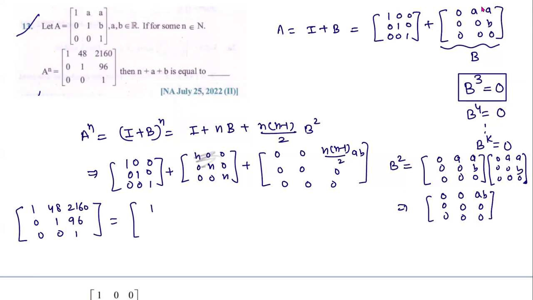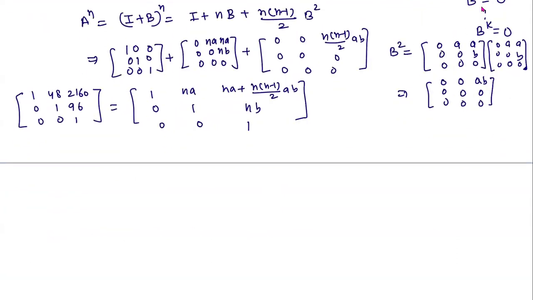And what do you have? The B matrix is this, no? So we have 1, NA, NA plus N into N minus 1 by 2 AB, then 0, 1, NB, 0, 0, 1. Now we know if two matrices are equal, then their corresponding elements are the same. Yes, sir. What is NA? 48. What is NB? 96. And what is NA plus N into N minus 1 by 2 into AB? 2160. Now you need to find N, A and B.